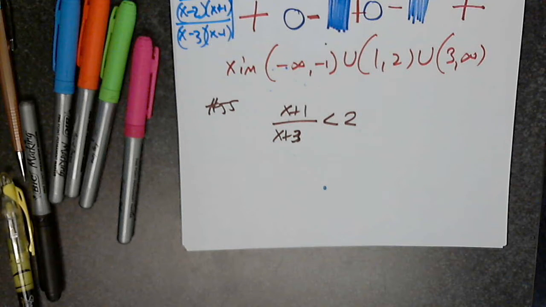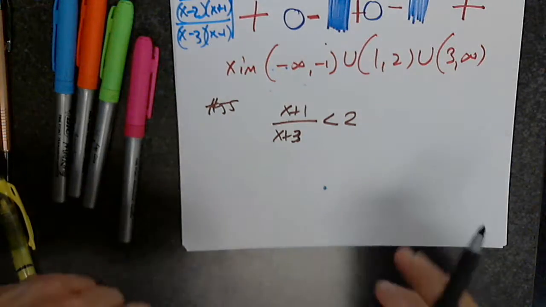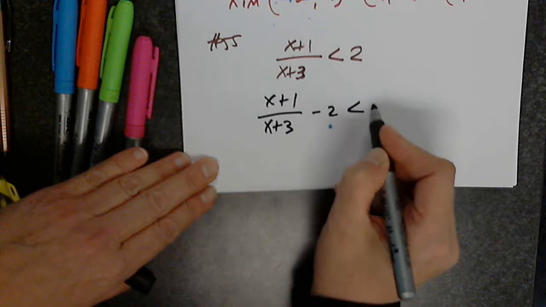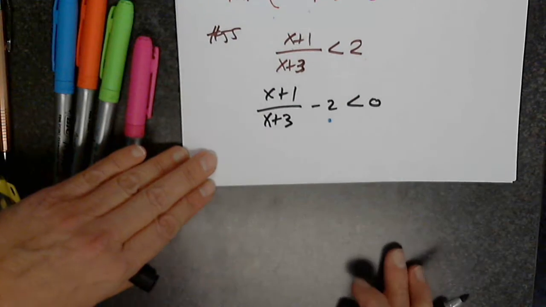Remember, in case you're using my chart, the chart requires a product or ratio on one side and 0 on the other, no matter which one. I have to subtract 2. X plus 1 over x plus... If you said that, I apologize, I didn't hear it. My mistake. Sorry about that.